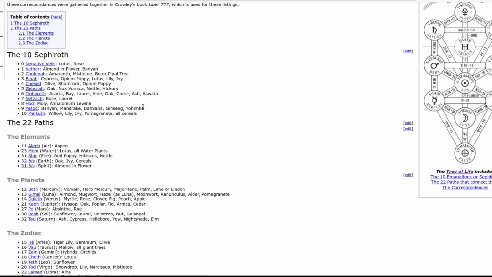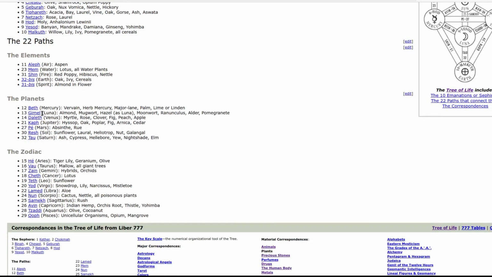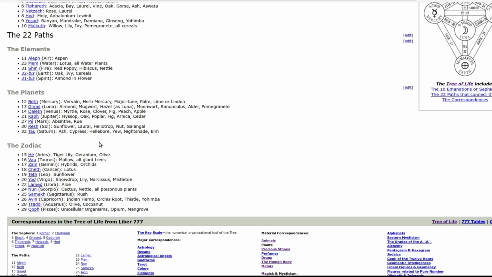We also have plants. Lotus and rose, interesting, the negative veil. And for Malkuth, willow, of course, painkiller, willow. Ivy, very earthly, pomegranate, all grains and cereals. So if you're looking for just some basic herbs to, what stimulates the nerves? Well, these things maybe, who knows? What stimulates the generative systems, these kinds of things. Sunflower relating to the sun, hellebore, nightshade, all these things, very, very dark, Saturnian plants.